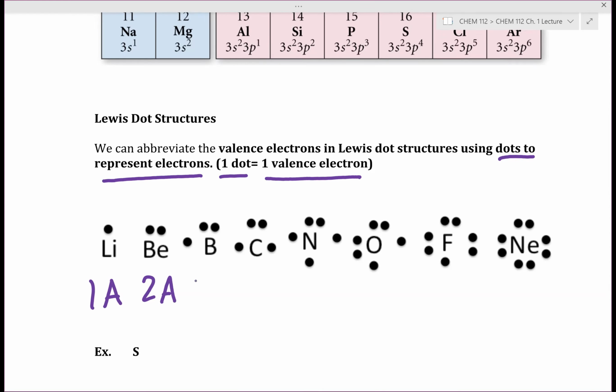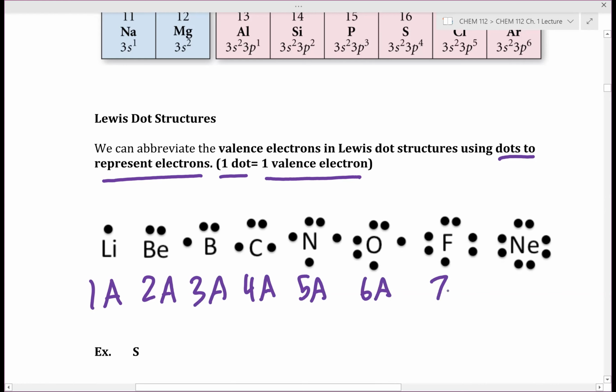2. Boron is a 3A. Carbon is a 4A. Nitrogen is a 5A. Oxygen is a 6A. Fluorine is a 7A. And neon is an 8A. Now, is this figure comprehensive for every single main group element in the periodic table? Will it change at all if I replace lithium with, for example, sodium? Is there any difference in the Lewis dot structure of lithium versus sodium, which is also a 1A element? Any difference whatsoever? No. How many dots should I draw for sodium? 1, exactly.